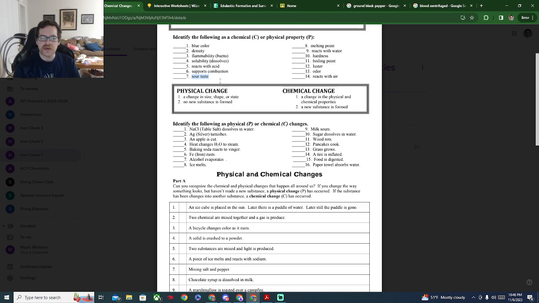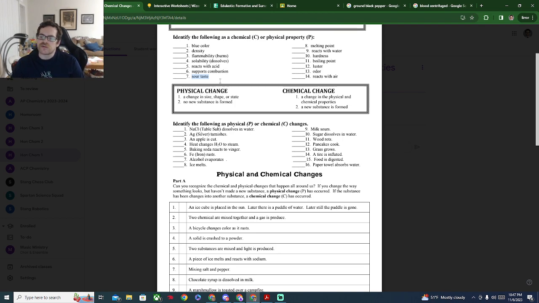We also have baking soda reacts with vinegar. Reacts is right in the word right there, so that's it. Milk sours. Here we can observe a change in chemical properties. So milk reacts with bacteria in the milk over time to sour. Wood rots. The wood is decomposed by bacteria, right, which causes its properties to change. It becomes soft, right, and easily breakable.